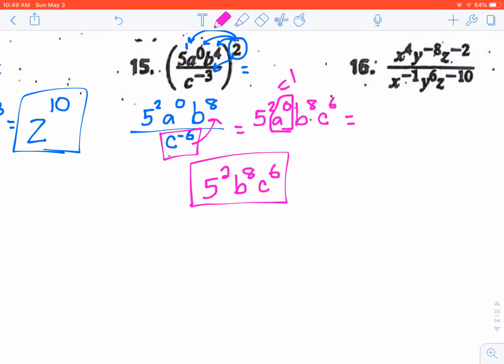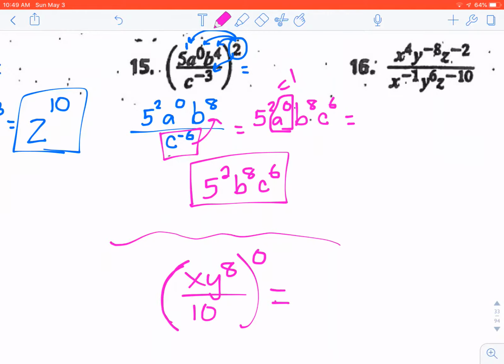Okay, another comment I wanted to make before I look at 16 with you. If you had something like this, and the entire parenthesis term is raised to the 0, what would your answer be? Okay, hopefully you're saying 1. Remember, if that outer exponent, whatever that exponent is above the parenthesis, if it's 0, that entire term turns to 1. Okay?